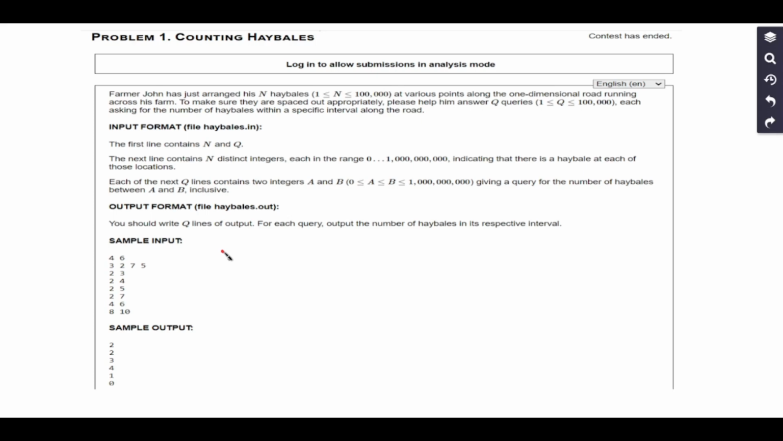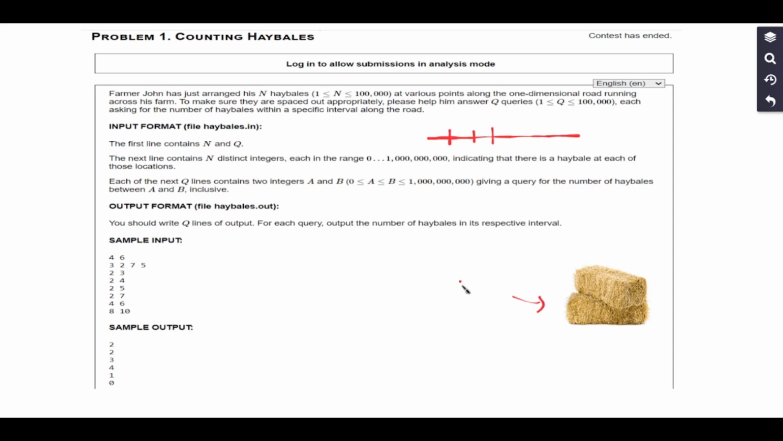Let's read the problem statement. Farmer John has arranged his n hay bales. So there is a farmer who has arranged his n hay bales at various points along a one dimensional road. Okay, so this is a typical hay bale. This is what we are calling a hay bale. Now he has arranged n such hay bales over a one dimensional road which runs across his farm. To make sure they are spaced out properly, please help him answer Q queries. Now he has to answer Q queries over these hay bales that he has arranged.